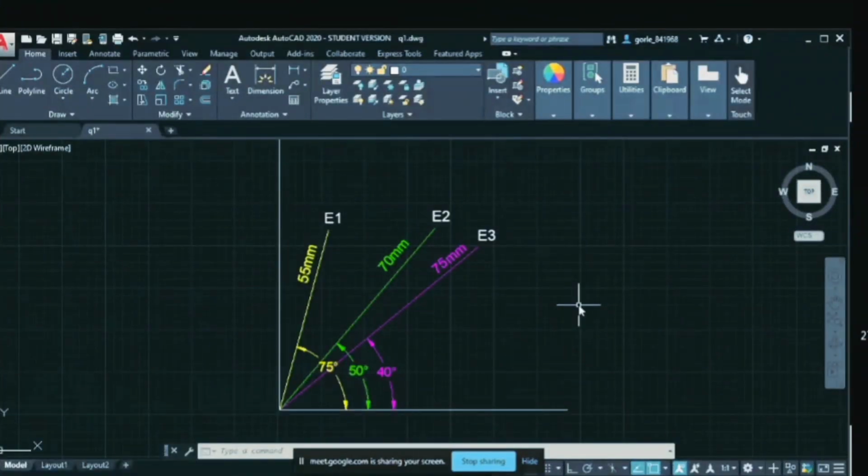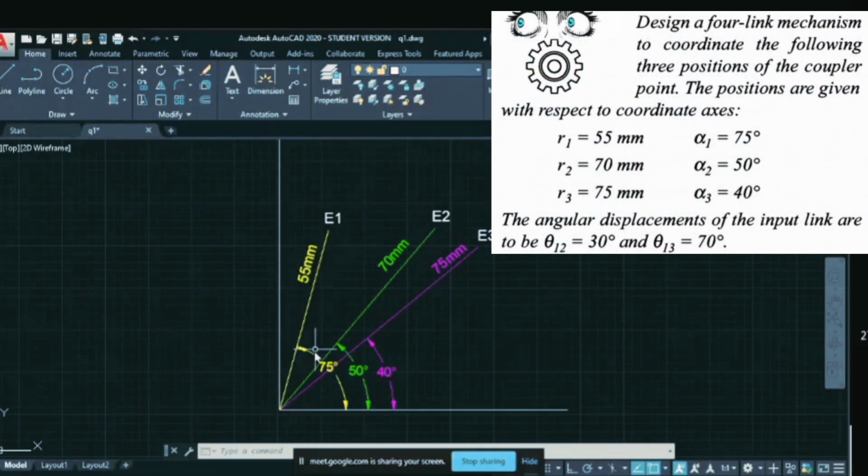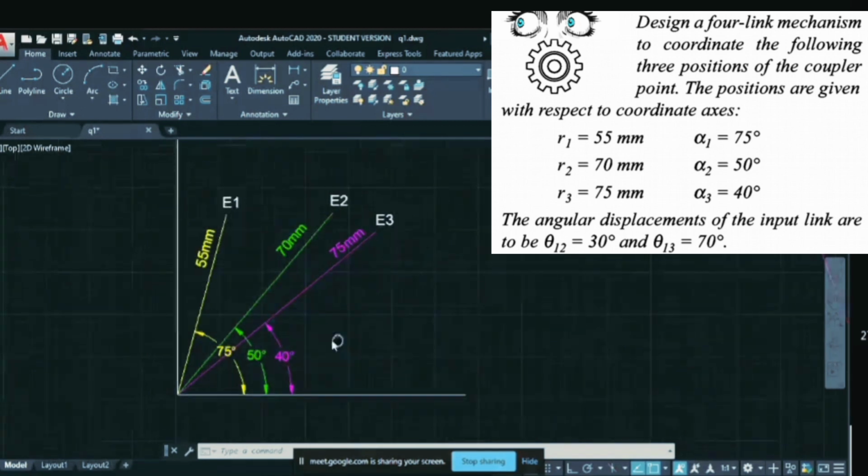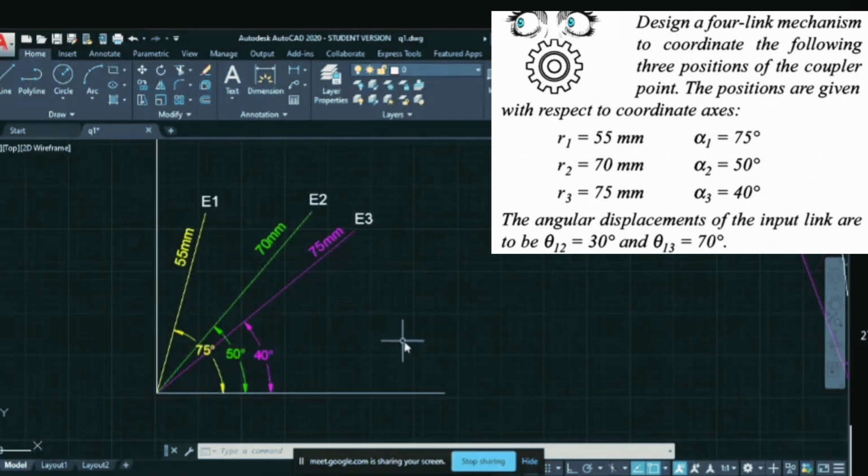So we need to design a four-link mechanism to coordinate the following three positions of the coupler points. The coordinates are given as R1 equal to 55 mm at an angle of 75 degrees, R2 equal to 70 mm at an angle of 50 degrees, R3 equal to 75 mm at an angle of 40 degrees to the x-axis. We are also given the angular displacements of the input links as 30 and 70 degrees. So our first step is to locate the coupler points as E1, E2, E3.